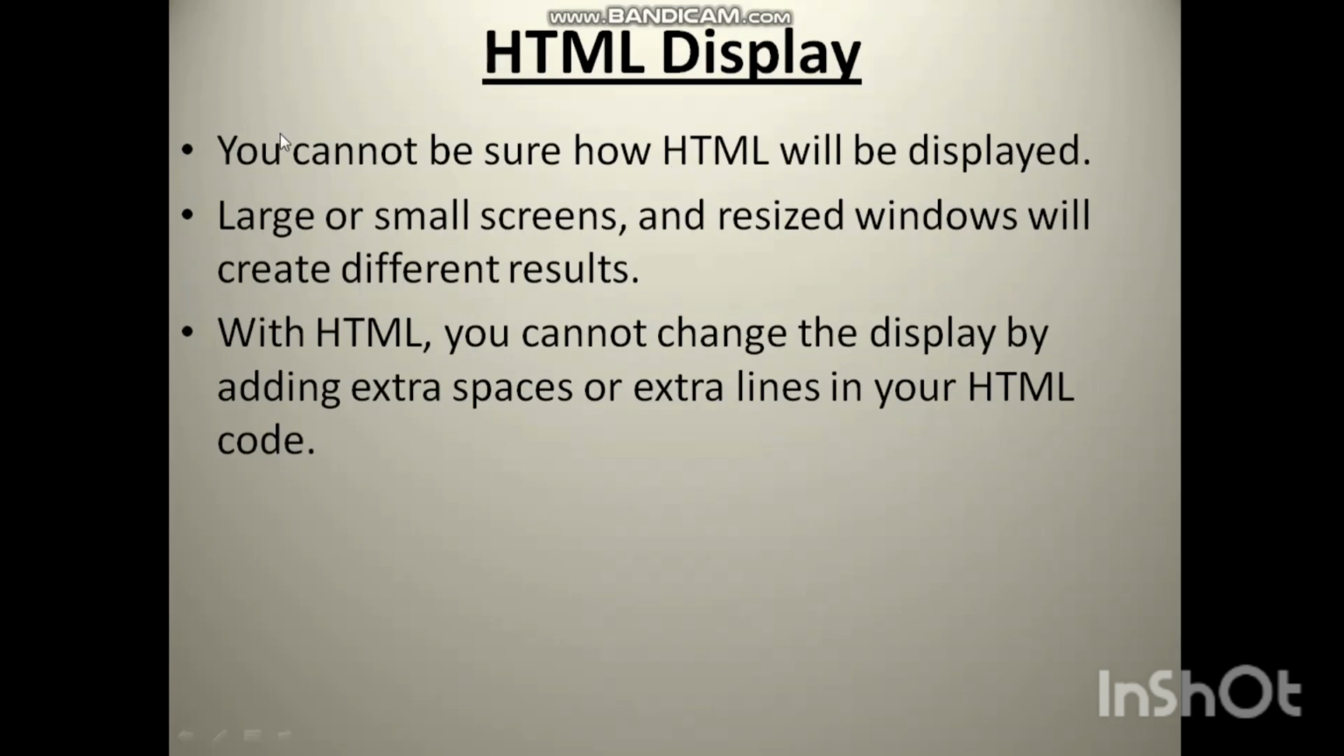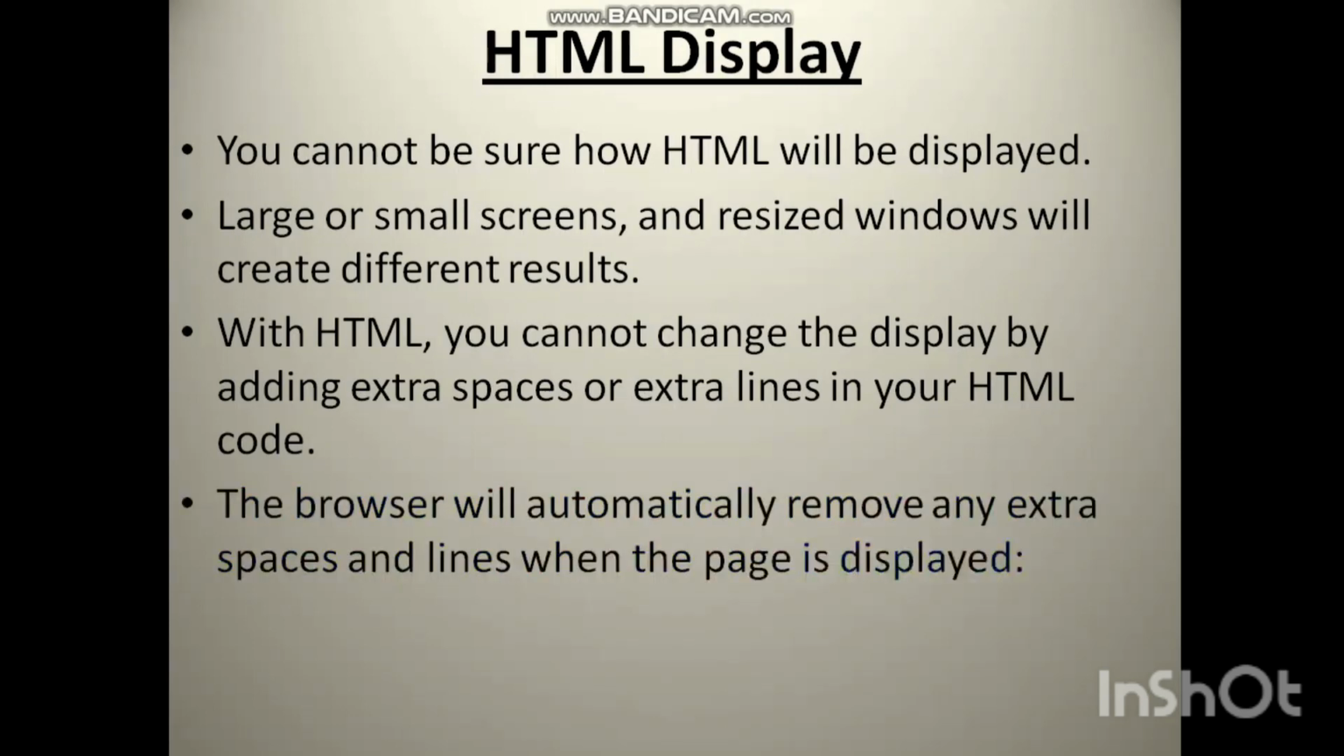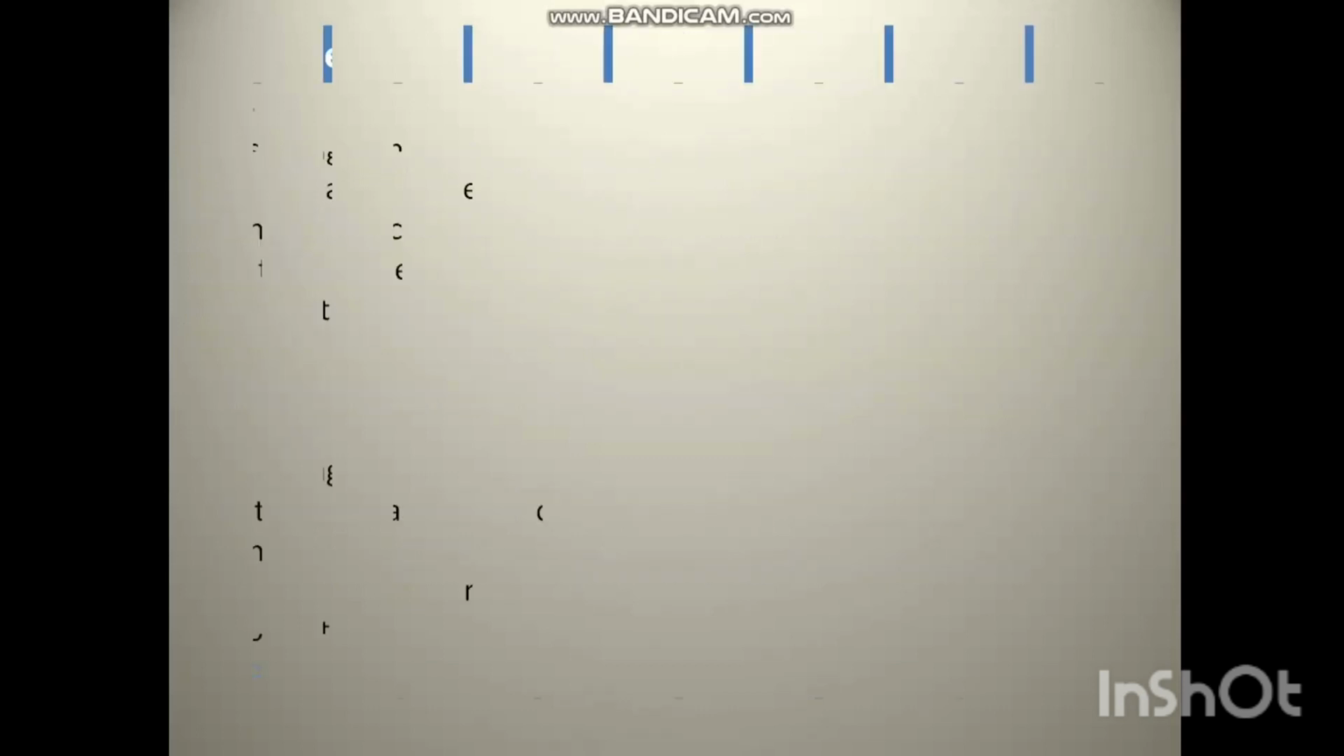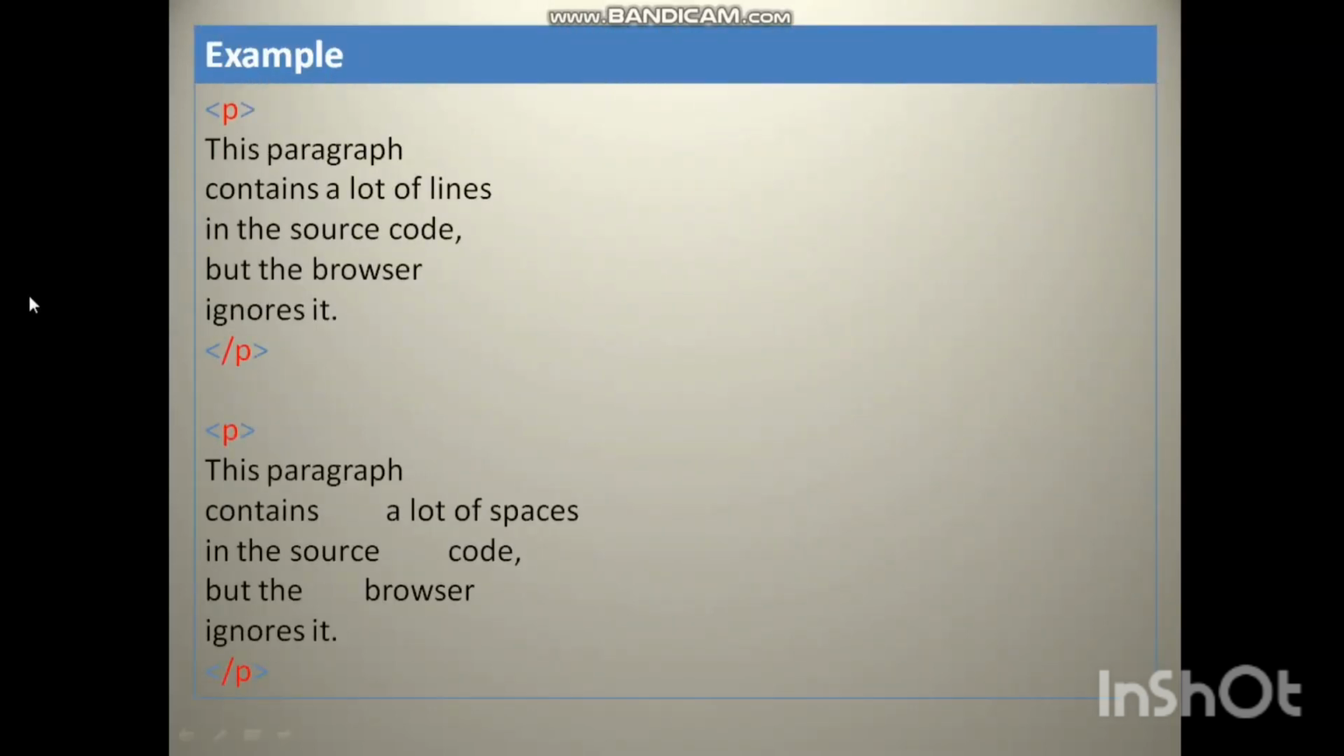Like here, you cannot be sure how HTML will be displayed. Here is space, here is space, here is space. Or if I change here and add some 7 spaces and I print it, will something happen? No, nothing will happen. The browser will automatically remove any extra spaces and lines when the page is displayed. The browser will automatically do it.